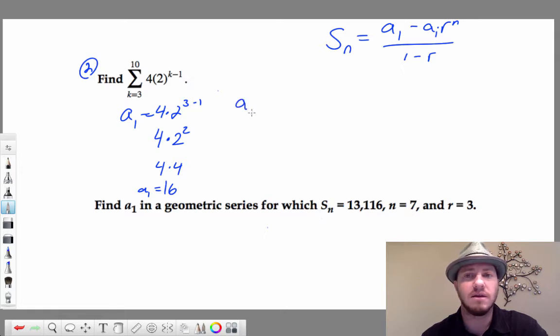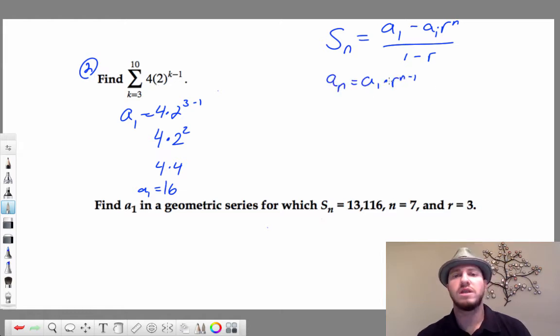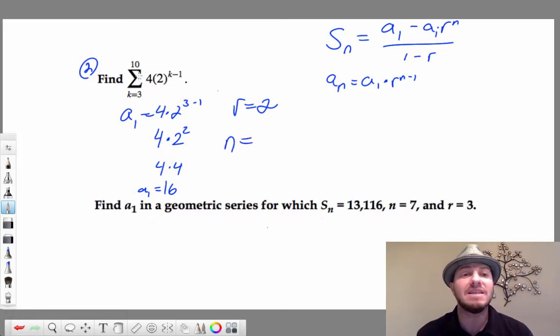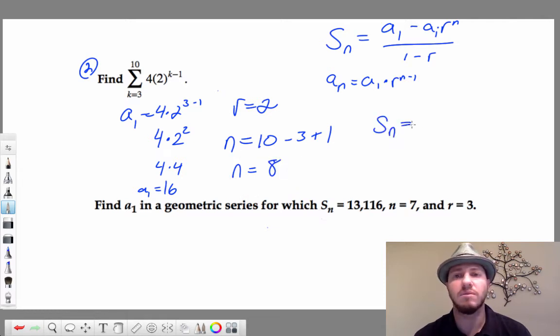I've got to find the R. Well, you should know where the R is based off the AN formula, which is here. The R is like the B. It's whatever's being raised to that exponent. So here, the R is equal to 2. And then the only other things I need are A1, R, and this N. And the N is the number of terms you're adding. So 10 minus 3 is 7, plus 1 becomes 8. So there's 8 terms. So now I can plug it into the SN formula.